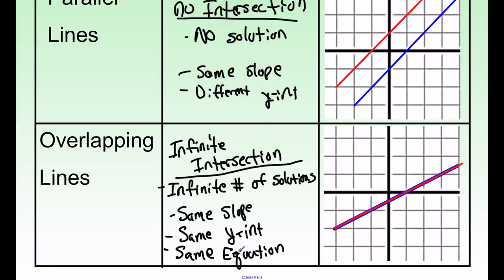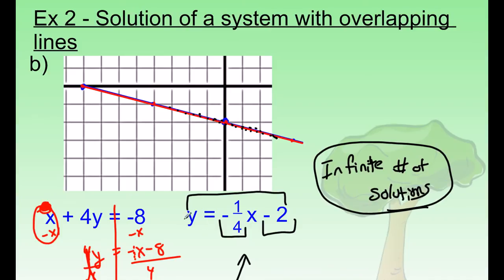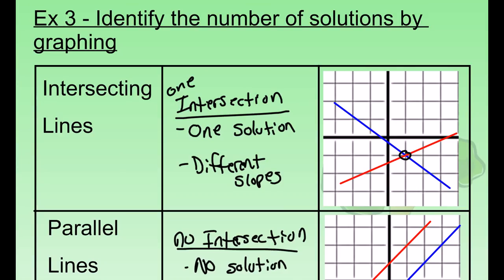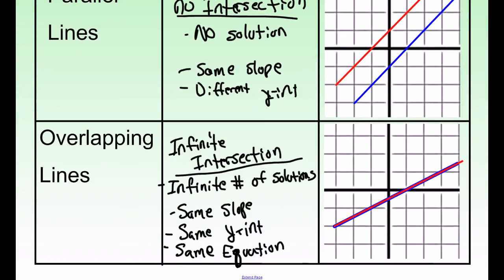Now, the only thing you have to watch out for is when you talk about equation, back here, these did not look the same until you put them in the same form. Remember, to compare two things, they have to be alike. Well, here's one in slope-intercept form. Here's the other once we change it to slope-intercept form, and now we can tell that they're the same. So they had the same slope, the same intercept, they're the same formula, the same equation. Therefore, they're overlapping. There's an infinite number of intersections. There's an infinite number of solutions.